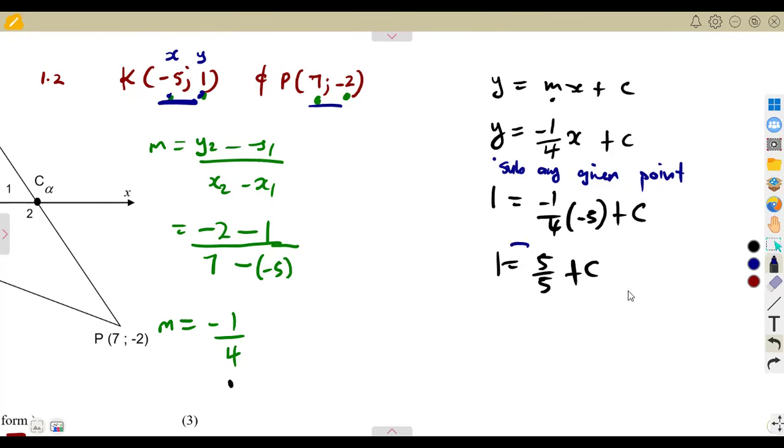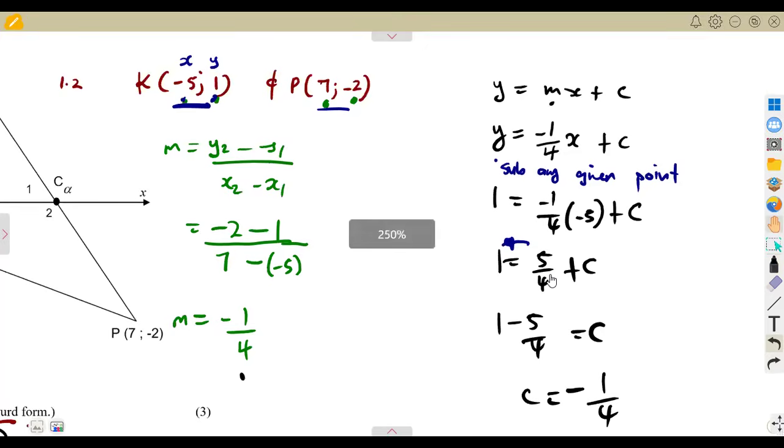Then you transpose the 5 over 4 to the other side of the equation. It was a positive here, so it's going to be a negative. That's 1 minus 5 over 4 is equal to c. Just like that. So this is your c, which is the y-intercept of the line.